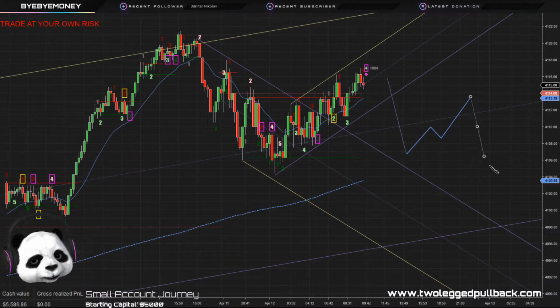You can have two-legged pullbacks not in trends, but just to make the example very clear, say you have a trend going down, then you have two legs going up. This is what we call a two-legged pullback. One leg going up, one pullback, which we call the first entry, and then another pullback, and we like to enter after the two-leg pullback has completed. So this is a setup we like to look for.